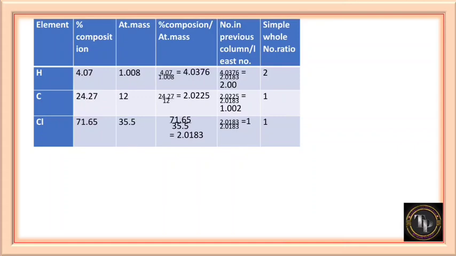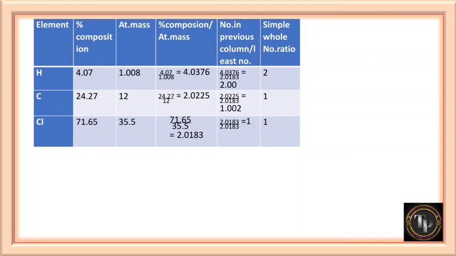4.07 divided by 1.008, you will get 4.0376. Similarly, 24.27 divided by 12, you will get 2.0226. 71.65 divided by 35.5, you will get 2.0183. The next column is the number in the previous column divided by the least number. Among the three answers, the least number is 2.01. So 4.0376 divided by 2.0183 gives 2 exactly. Similarly, the second one is 1.002, the third one is 1.